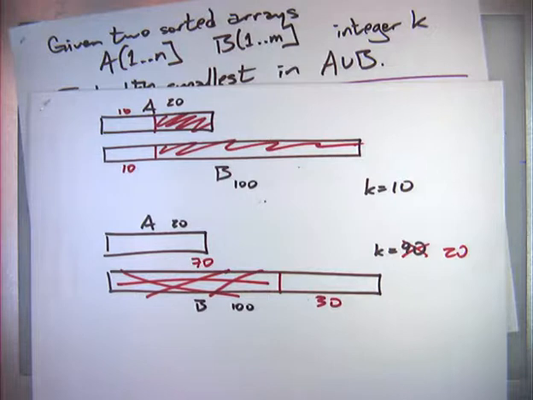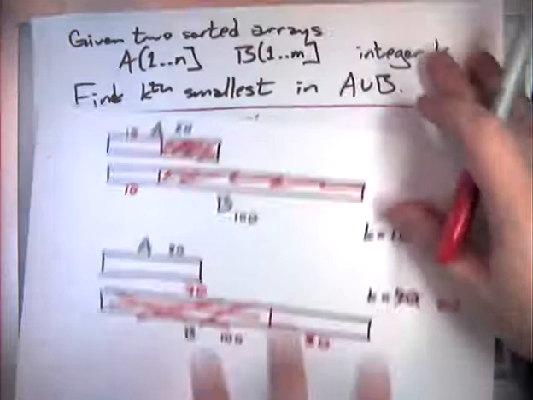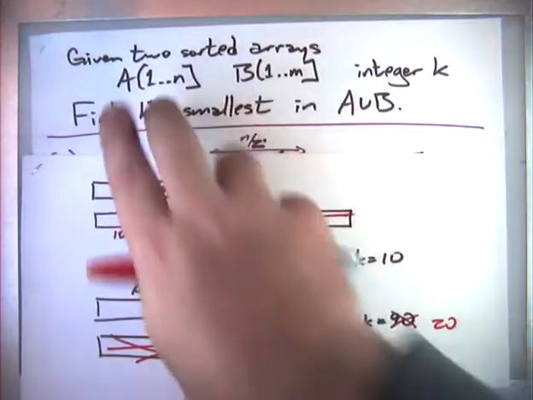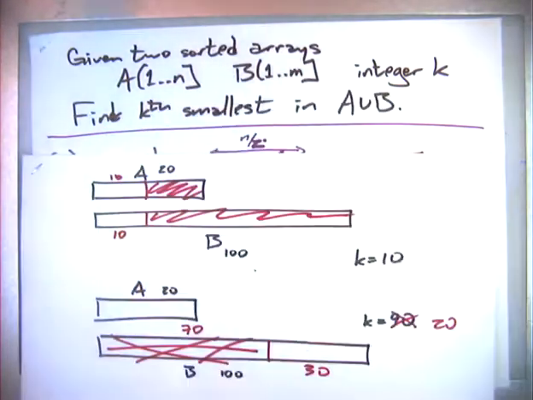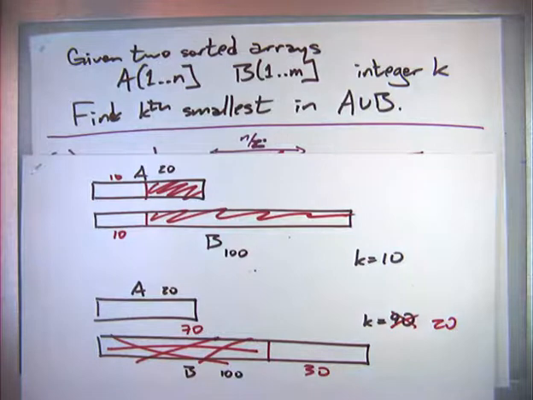So there are several cases to consider here, but the basic observation is by comparing n, m, and k, I can actually identify an interval of length k in A and an interval of length k in B that must contain the target element I'm looking for. And then I'm just going to call part A.